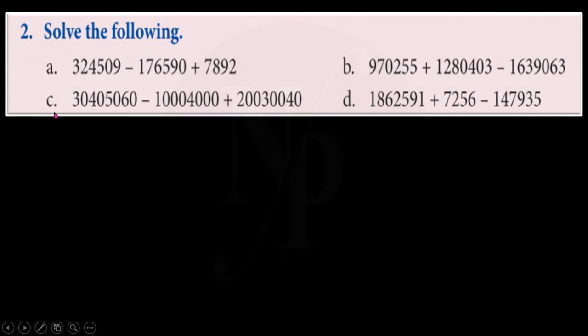Similarly, solve C and D also on your own. Here, first you have to subtract the second number from the first number, writing down one below the other, and to the difference you obtain, add the third number. Coming to D, add the first two numbers, and from the sum you obtain, subtract the third number, as I have shown in A and B.